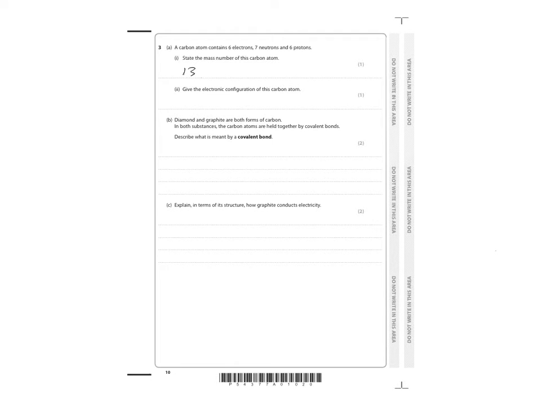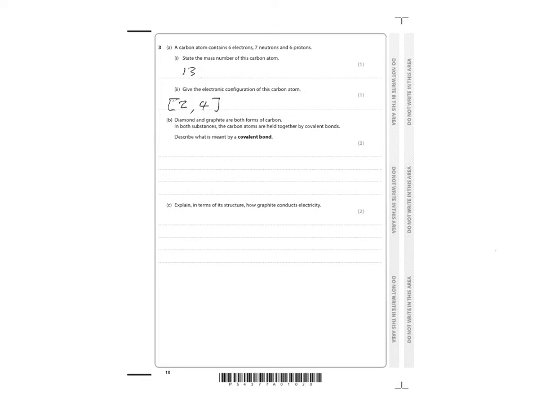Give the electronic configuration of this carbon atom. Well, that's the number of electrons expressed in 2, 8, 8 form. So I've got 6 electrons, so I'm going to have 2 in the first shell and 4 in the second shell, so it's 2, 4. You can put it in square brackets if you want to.